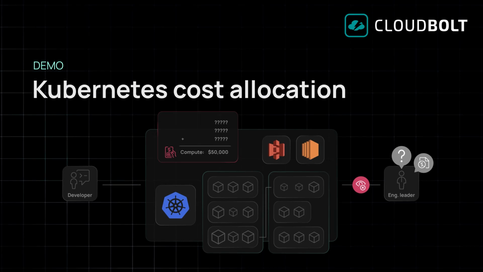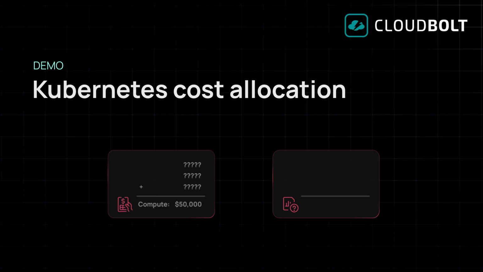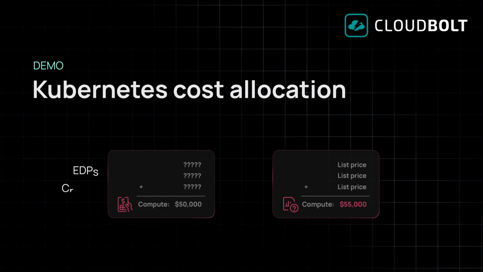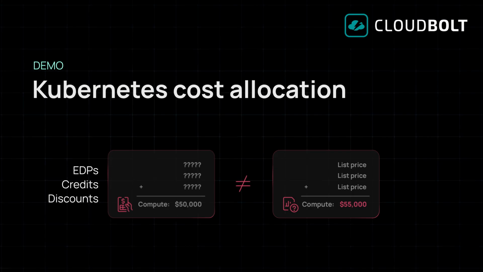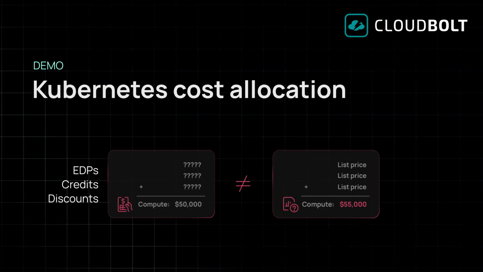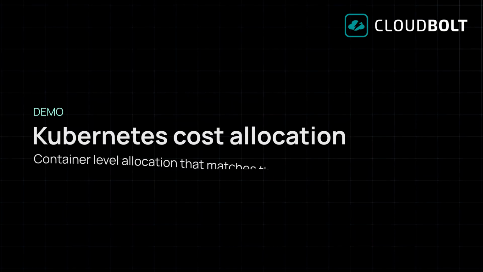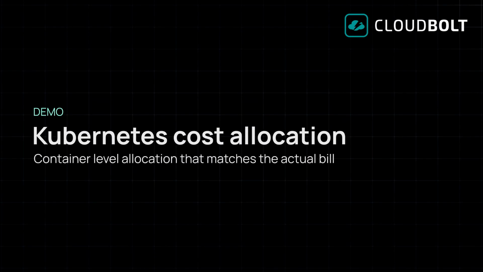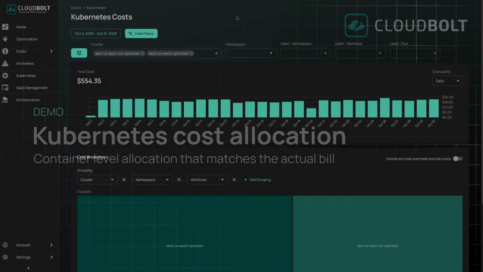And please, don't bring estimates to the leadership team. Tools that track list prices are fiction. They ignore your EDPs, credits, and discounts. If your numbers don't match the actual invoice, you lose credibility. You need precision. You need container-level allocation that matches the actual bill. CloudBolt solves this. Let's see how it works.